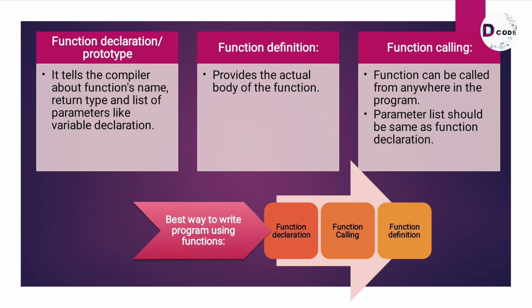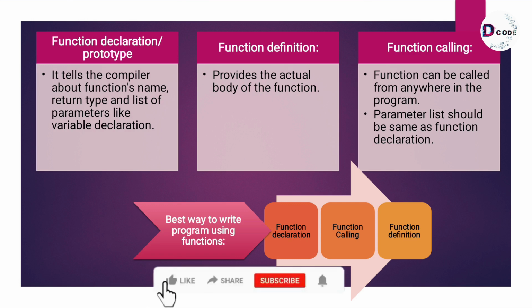The best way to write any program using functions is to follow three steps: function declaration, function calling, and function definition. Function declaration tells the compiler about the function's name, return type, and list of parameters, like a variable declaration. Function definition provides the actual body of the function. And in function calling, the function can be called from anywhere in the program. The parameter list should be the same as in the function declaration.